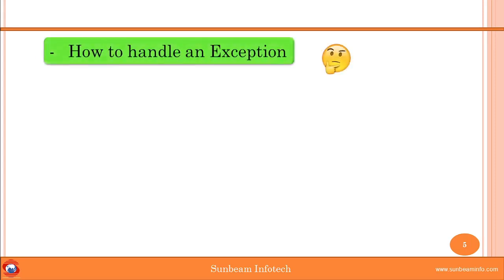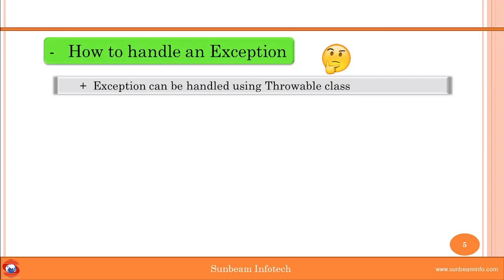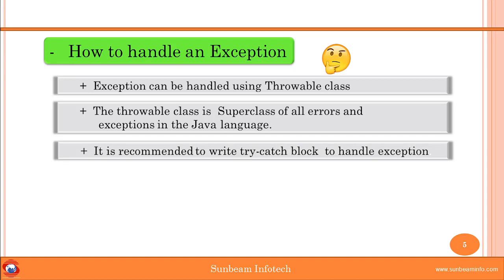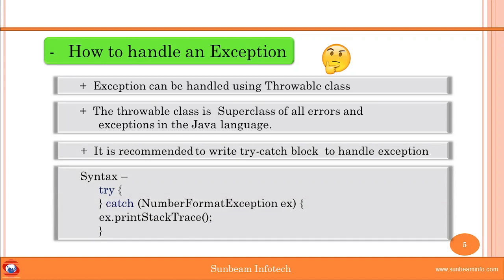Let's see how to handle an exception. Exception can be handled using the Throwable class. The Throwable class is a superclass of all errors and exceptions in the Java language. It is recommended to write a try-catch block to handle exceptions. And this is the syntax of how to write that try-catch block. In the try block, we write the code which we need to watch. And in the catch block, we catch that exception and we print it.